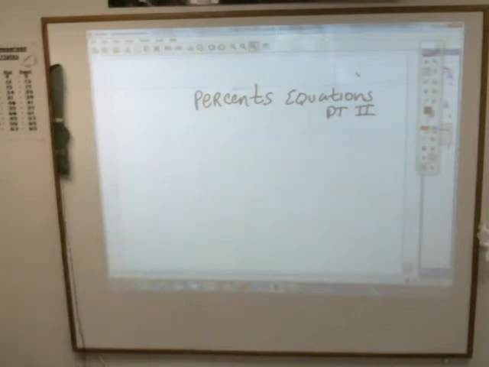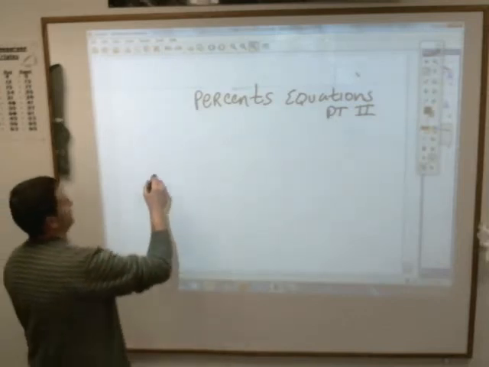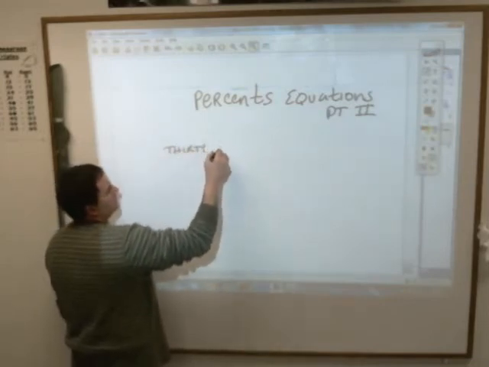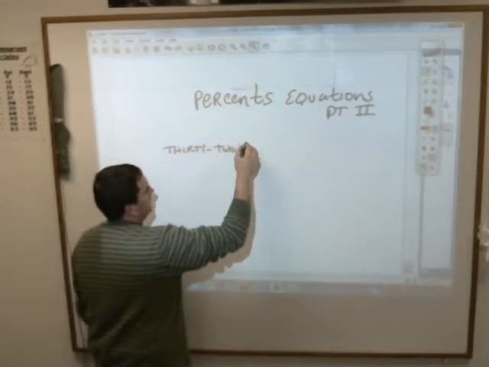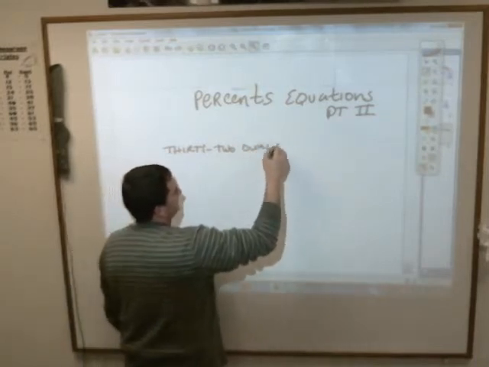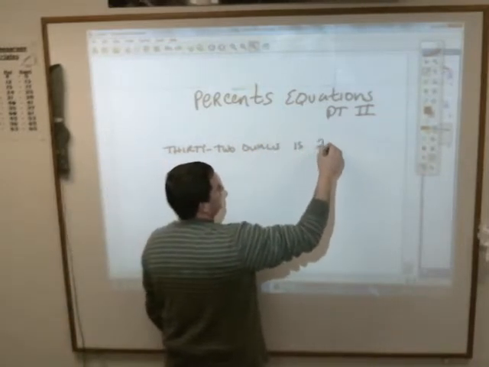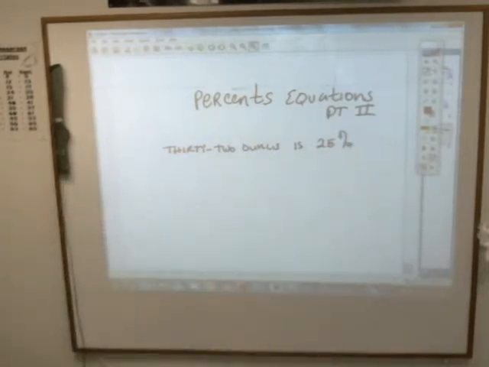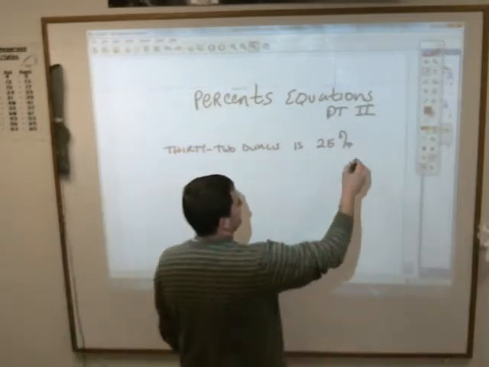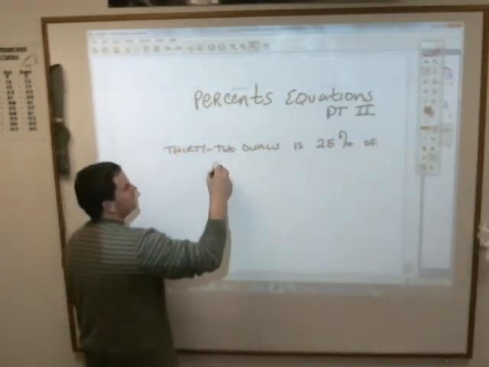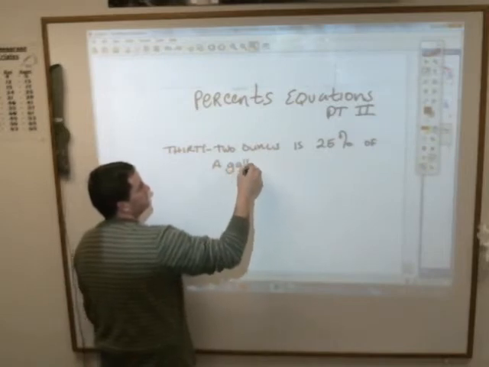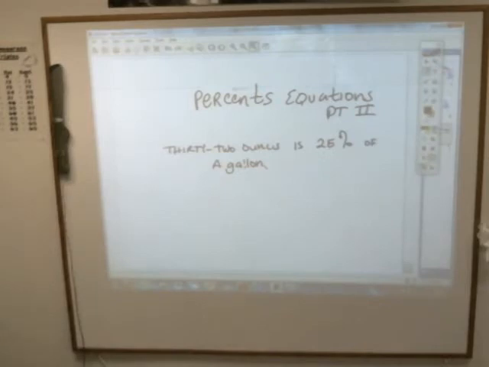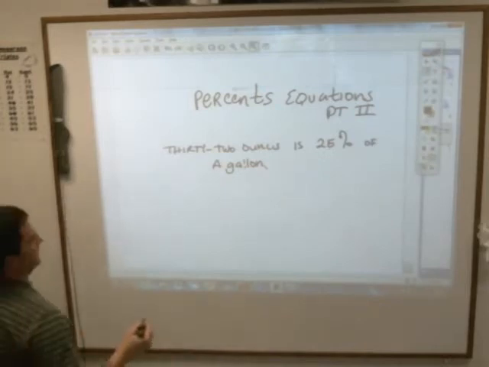Let's forget about yesterday's problem. 32 ounces. Write this down. 32 ounces is 25% of a gallon. How many ounces is a gallon?